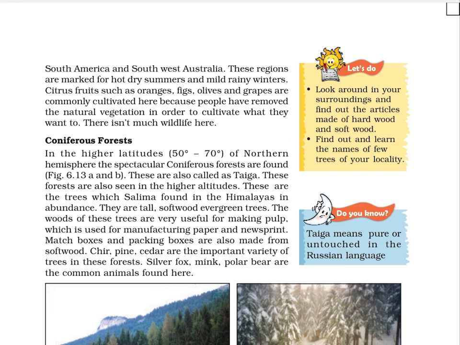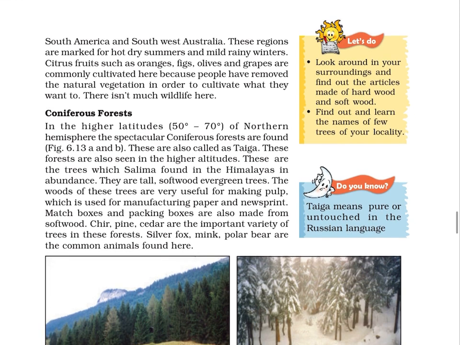Page 43. These regions are marked by hot, dry summers and mild, rainy winters. Citrus fruits such as oranges, figs, olives, and grapes are commonly cultivated here because people have removed the natural vegetation in order to cultivate what they want to. There isn't much wildlife here.